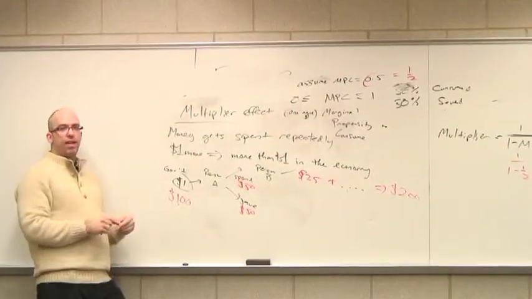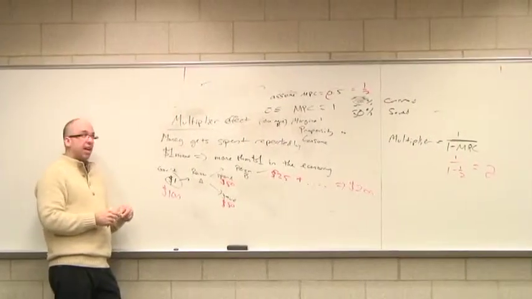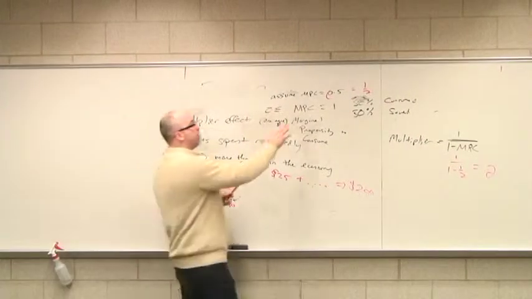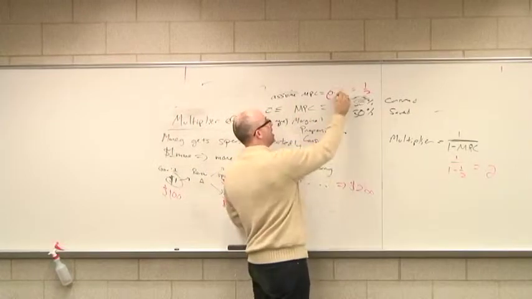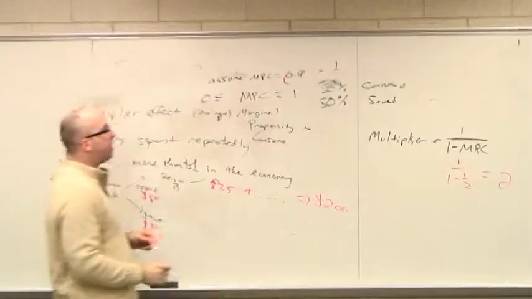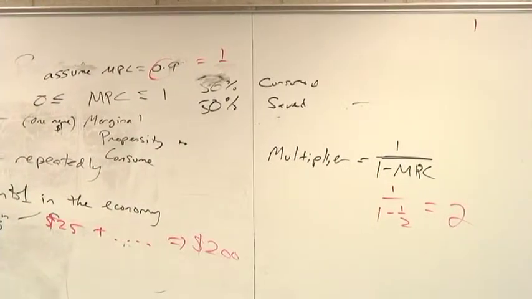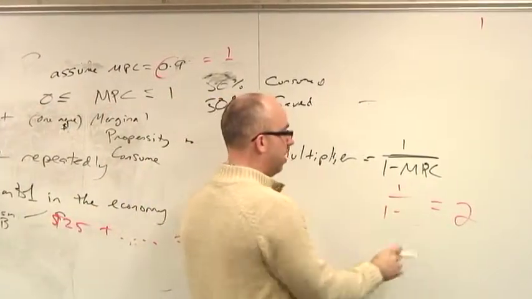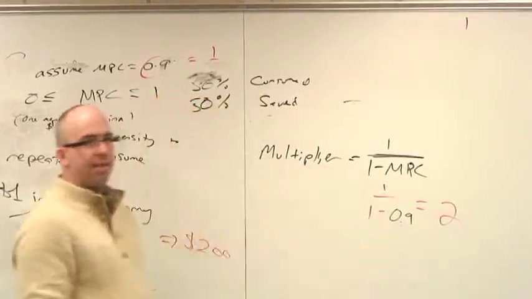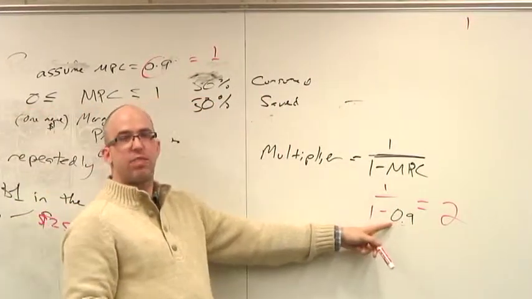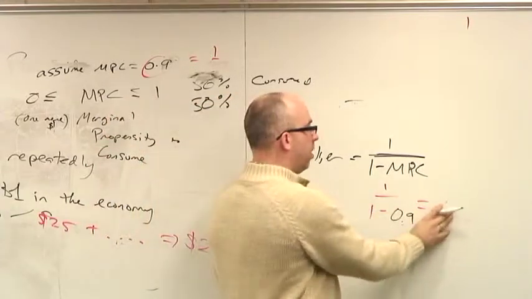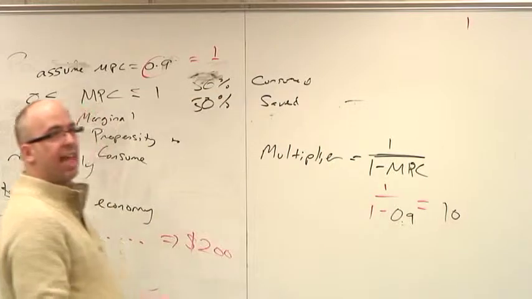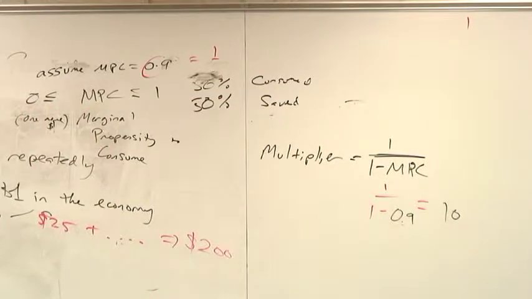Now, if you change the MPC, it changes things. All right, I'll give you one more example. Let's change this to 0.9. Now, we can do it the easy way and say, well, let's just put in 0.9 into this formula. And what happens here is that 1 minus 9/10 is 1/10. The multiplier becomes 10. And so mathematically, it simply means the more you consume, the more $1 gets spent through the economy. And that makes sense, because if I spend all my money and everybody else spends all their money, the money's going to get spent more.